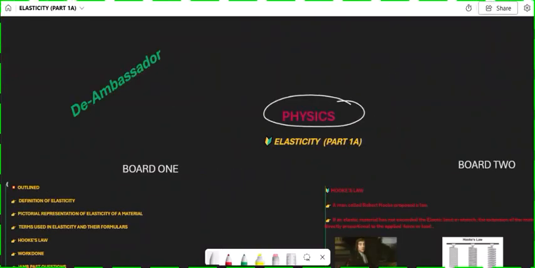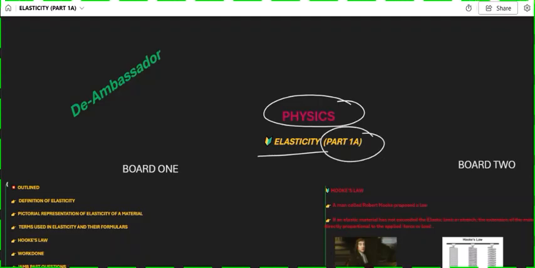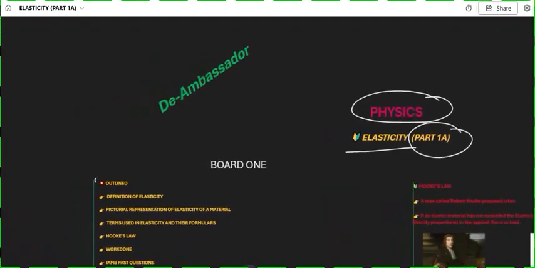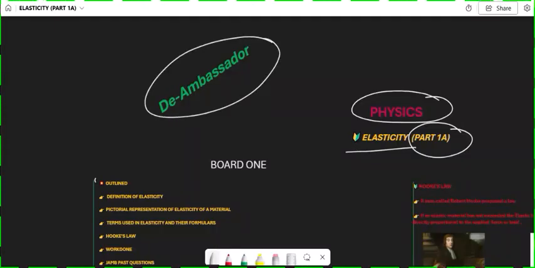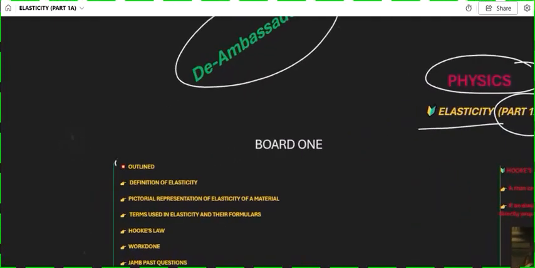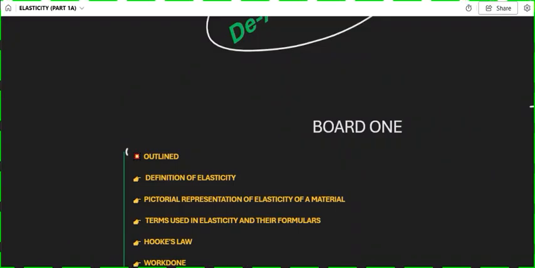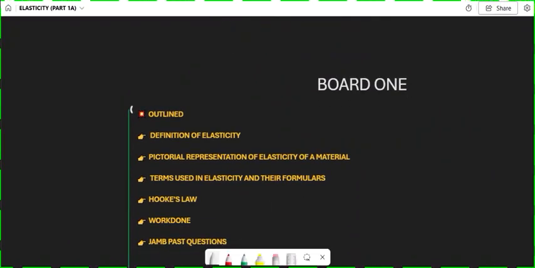In our class today, we're going to be learning physics, and in physics, we're learning elasticity part 1A. Now, in this elasticity, we're going to be dealing with some topics, and besides, you already know my name is Ambassador. Now, coming to this outline, we have some topics to deal with. The first one, we're going to learn about the definition of elasticity.